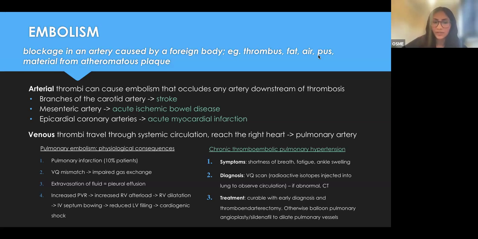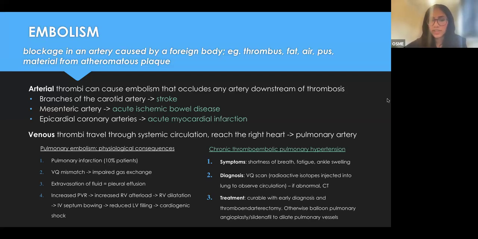And then in terms of venous thrombi, they'll travel through the systemic circulation and then end up in the right heart. And then from the right heart, they'll generally end up in the pulmonary artery. So big thrombi there can form those characteristic saddle-shaped emboli in the main pulmonary artery, but smaller ones will end up in the branches, so throughout the lungs. Physiological consequences of pulmonary embolism. So infarction actually only happens in about 10% of patients, but some of the more common consequences are VQ mismatch.